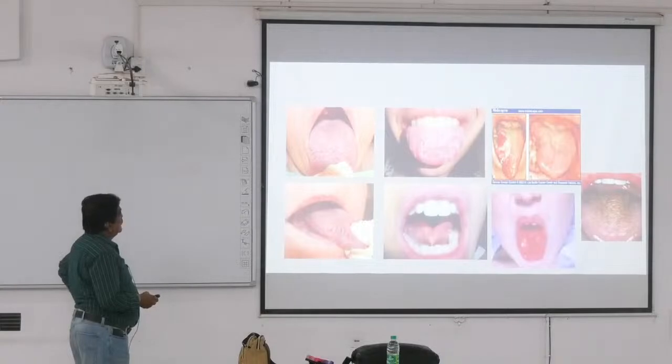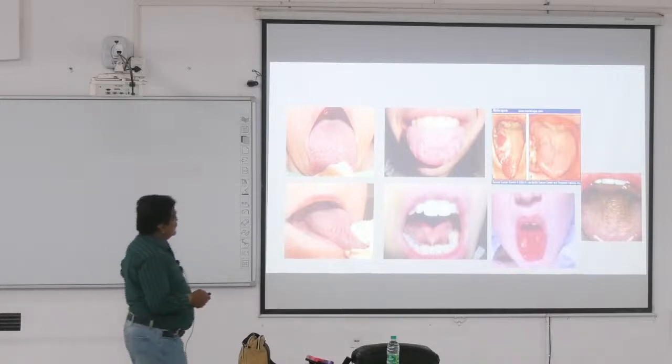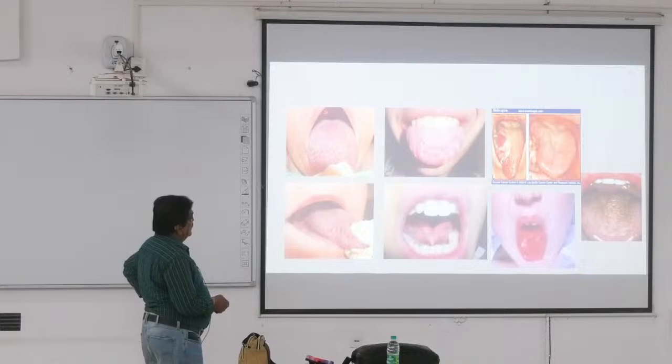Now, these are the different types of tongue that is reflected in these different disease conditions. And see, this is the tongue tie here, tongue tie. And these are some ulcer in the lateral margin.